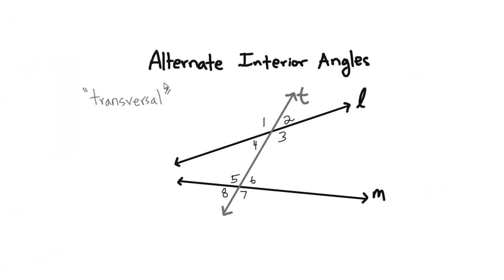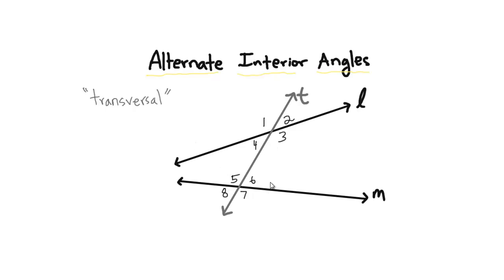Hi everyone, for this lesson I'll show you how alternate interior angles are formed. Let's say we have two coplanar lines, line L and line M, and we have a transversal T cutting through those two lines. And a transversal is just another line that cuts through two or more coplanar lines.